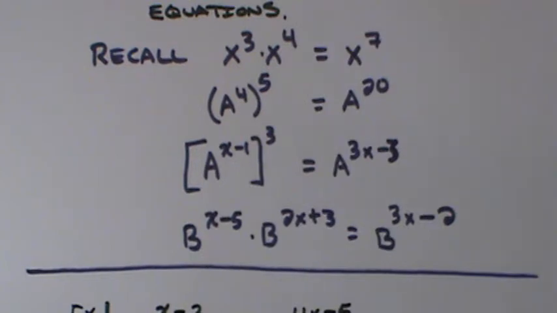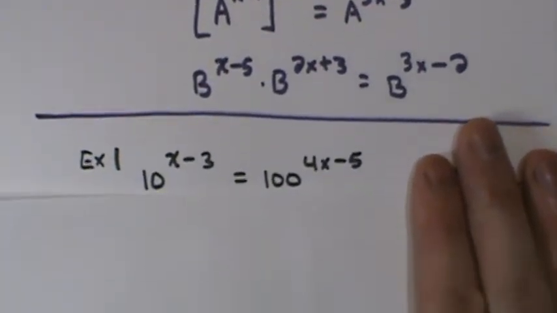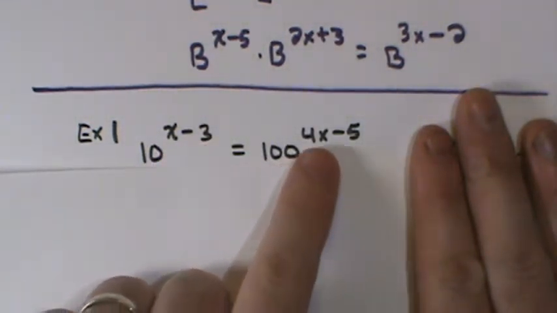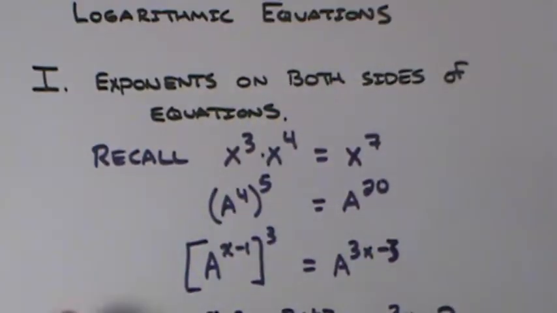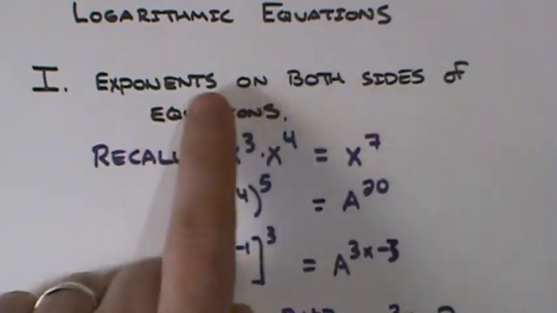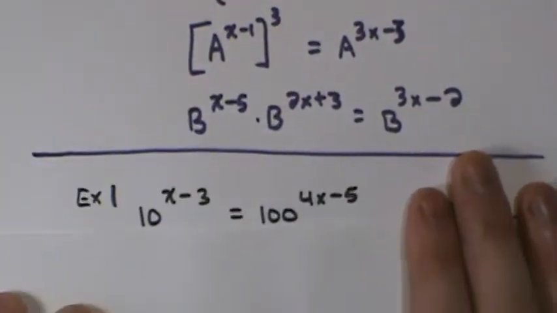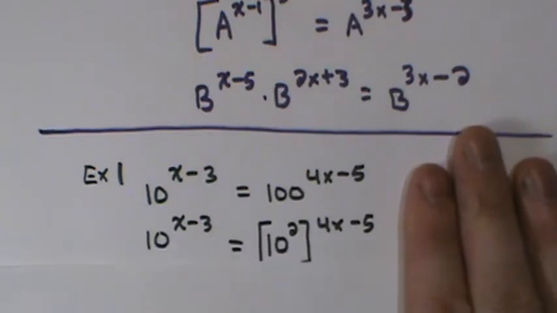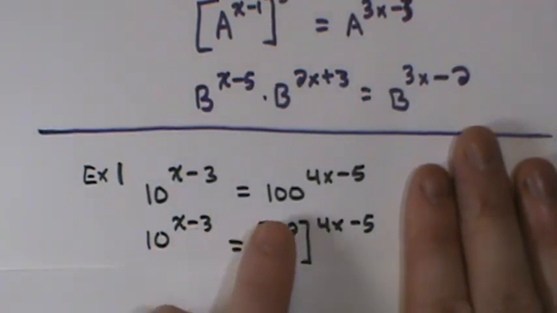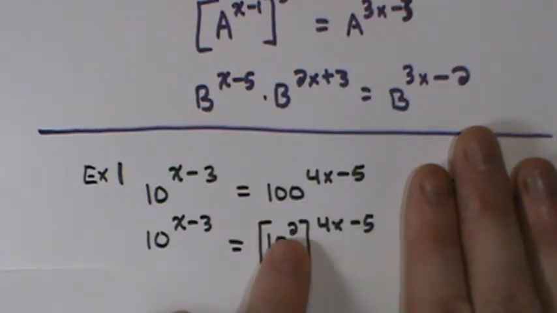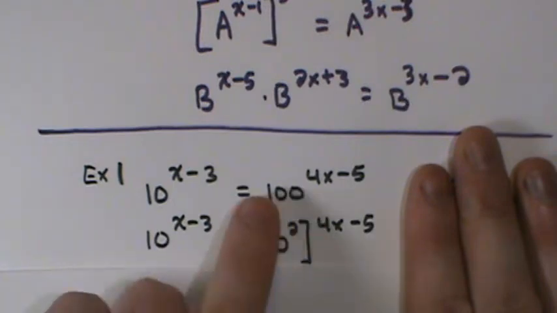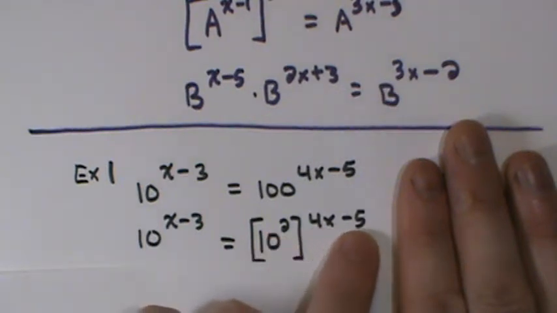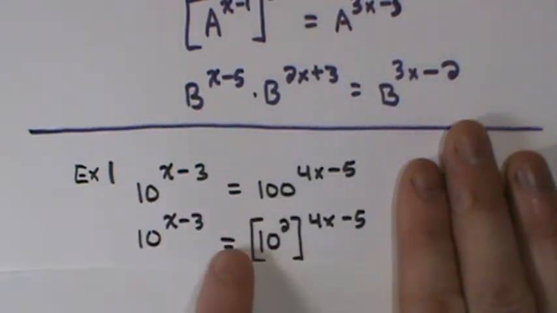So then let's look at our first example. We're going to start off with 10 raised to the x minus 3 equaling 100 to the 4x minus 5. Now this is an example of solving equations where you have both sides of the equation set up with exponents. And so what I need to do is have a like base. My first step, I'm going to call this 10 to the x minus 3, and I recognize that 100 is really 10 squared. Since it's 10 squared, I can use this power to a power concept like I did right here and distribute this 2 to the 4x minus 5. And see how I was getting to a like base?